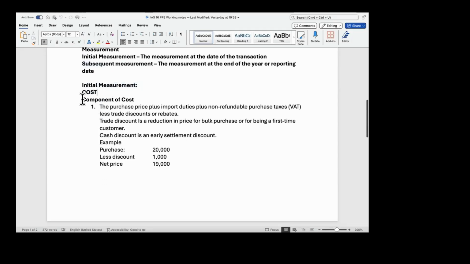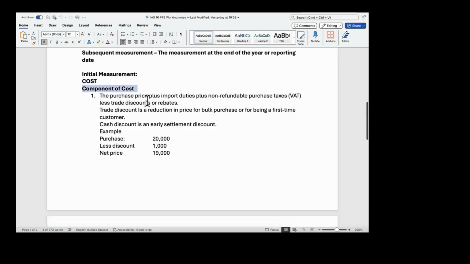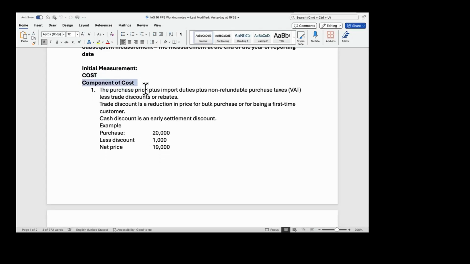And when we are talking about cost, I told you about 4 components of cost. The first component is the purchase price plus import duties plus non-refundable purchase taxes, less trade discounts or rebates. I emphasized these non-refundable purchase taxes, that they are simply VAT. But this VAT shouldn't be a VAT that you can claim as input later. It must be a VAT that you cannot claim back from FRS. That's what we mean by non-refundable.